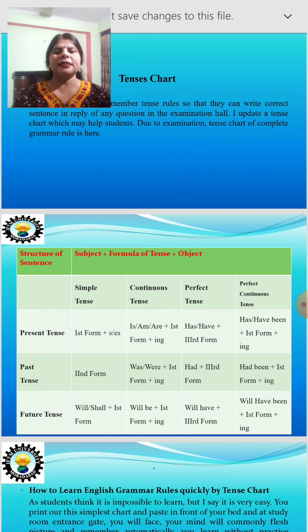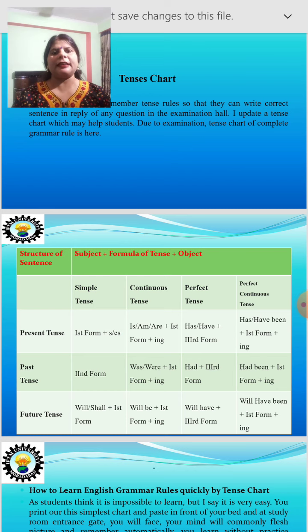And in future tense, we use shall or will plus first form of the verb. Ram will go to school. This is future indefinite tense. And Ram will be going to school. This is the future continuous tense. And Ram will have gone to school.